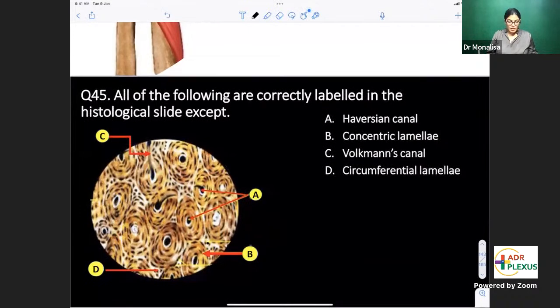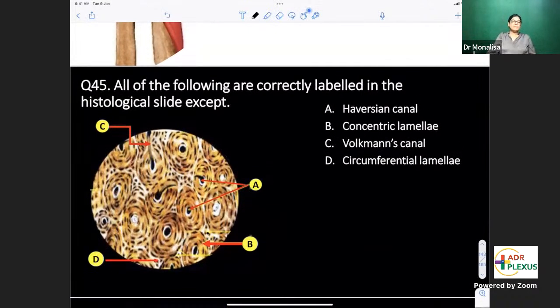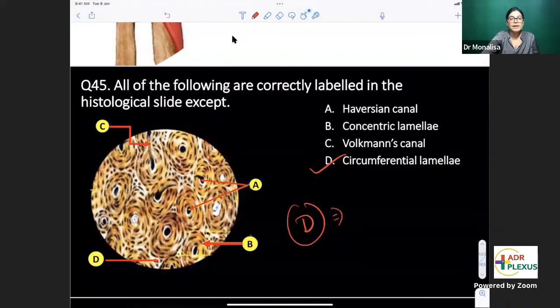Now, all of the following is correctly labeled in this histological slide except. Yes, definitely D is the right answer. D is the wrong labeling. Can you tell me which lamina is D? Yes, dear, absolutely correct. Can you tell me which lamina is this?